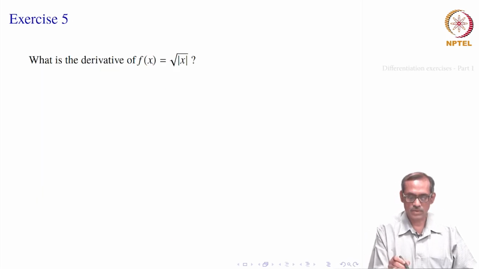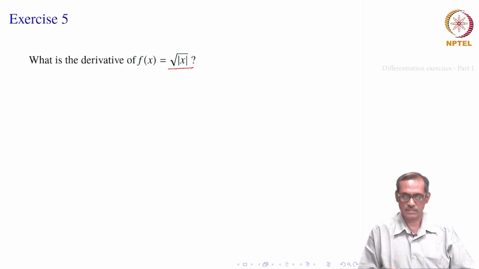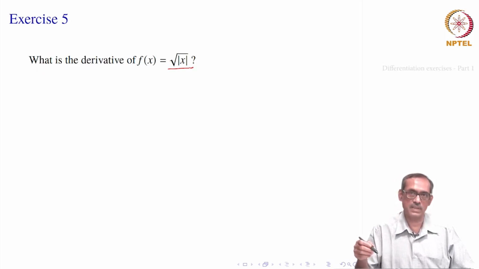Here we are asked to find the derivative of square root of mod x. As we know, if you take mod x, its derivative is minus 1 at every point x less than 0, and when x is bigger than 0, its derivative is 1, and at 0 it is not differentiable.